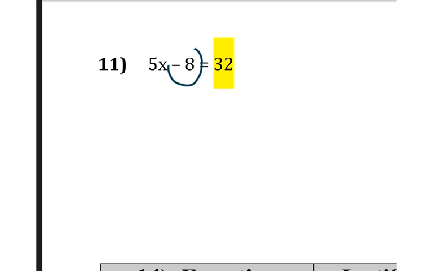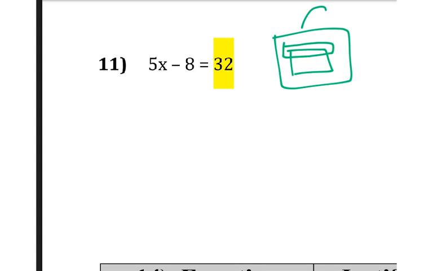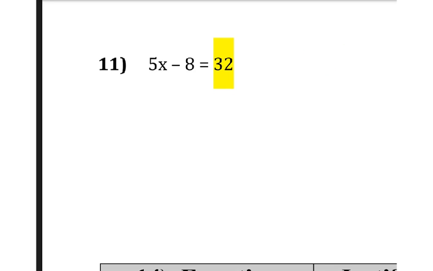The reason we do that, if you think about unwrapping a present: you put a present in a box, and then you close the box, so you put the lid on it, and then you put the wrapping paper on it, and then you put the ribbon on it. When you unwrap it, what do you take off first? You start with the ribbon, and then you take off the wrapping paper, and then you take off the lid, and then you open the box. So it's backwards. That's what we're doing when we solve an equation.